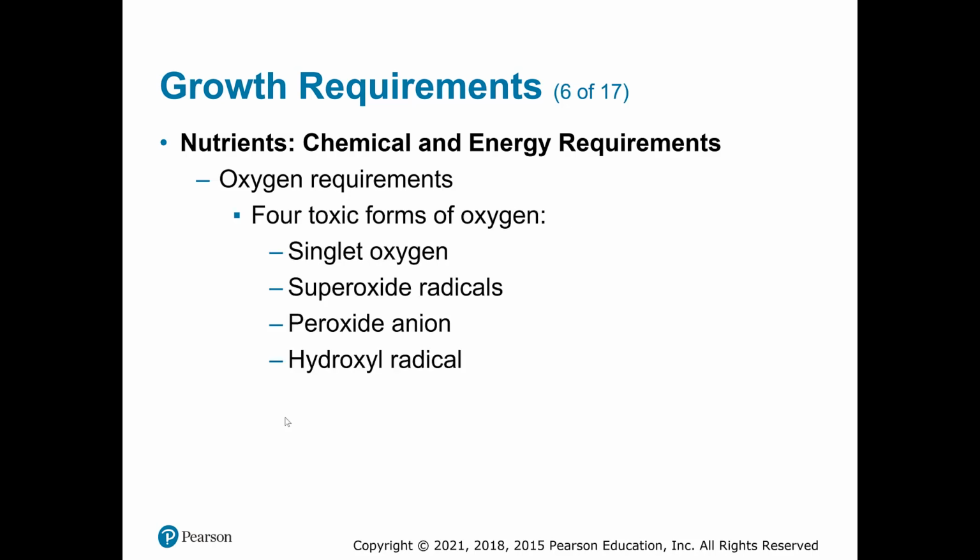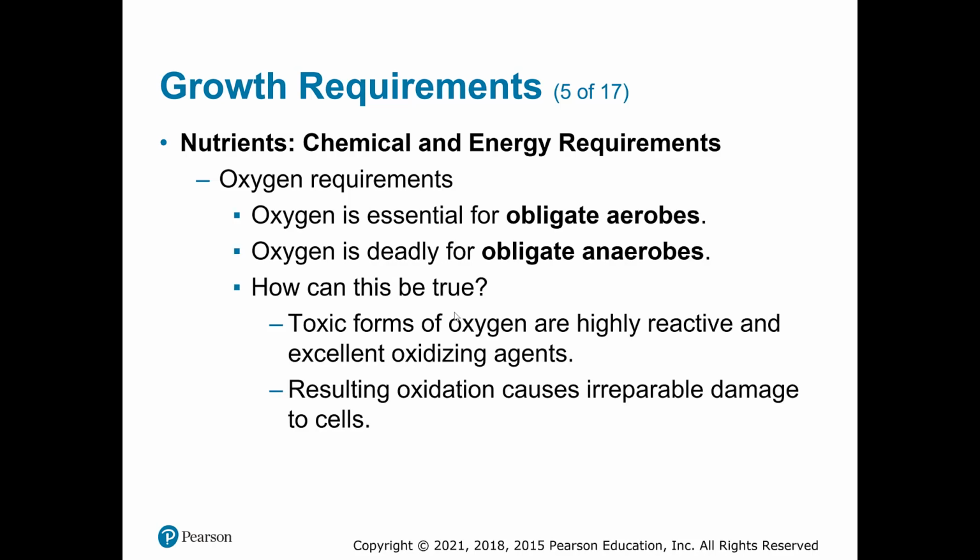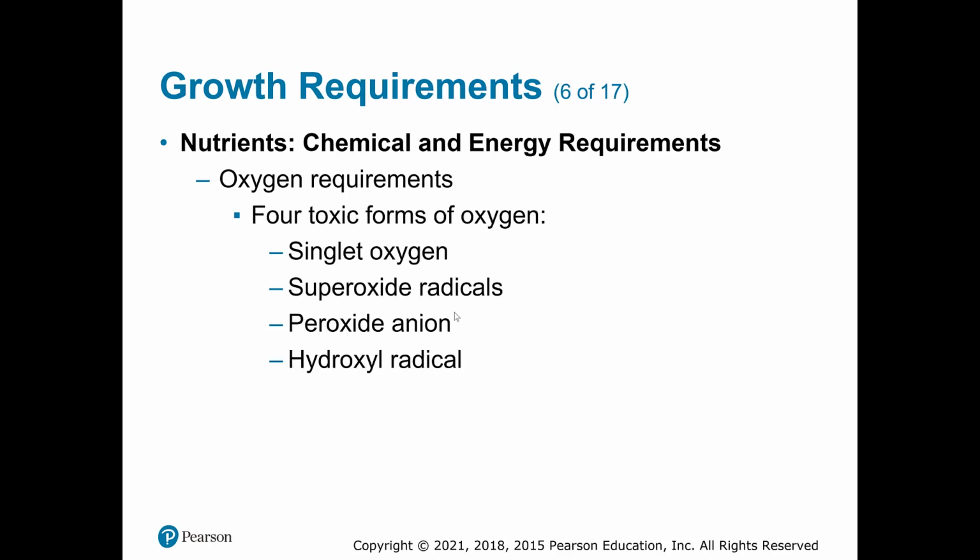What are those toxic forms of oxygen? Peroxide anion, hydroxyl radical, singlet oxygen, superoxide radicals. These are forms of oxygen that usually have some unpaired electrons, and that makes them very reactive, so reactive that they will oxidize things that we don't want oxidized, and it can cause damage to cells. So that is the issue with obligate anaerobes.